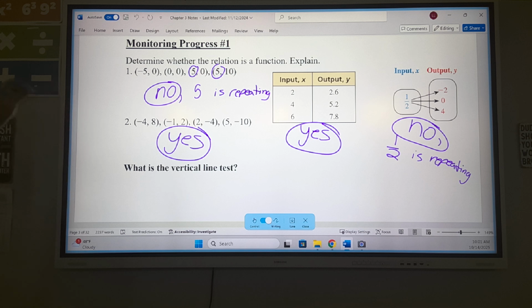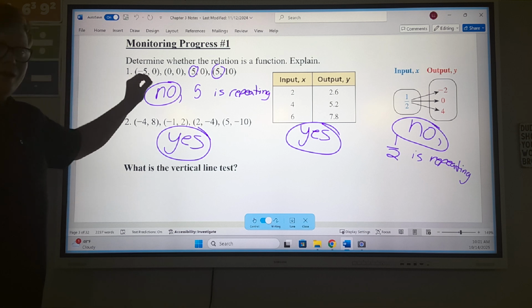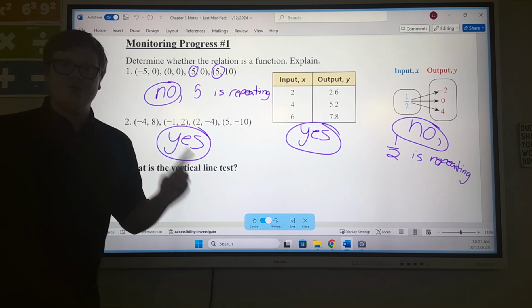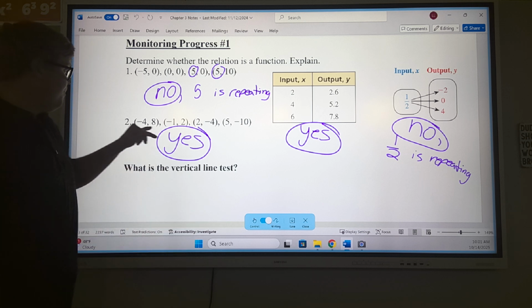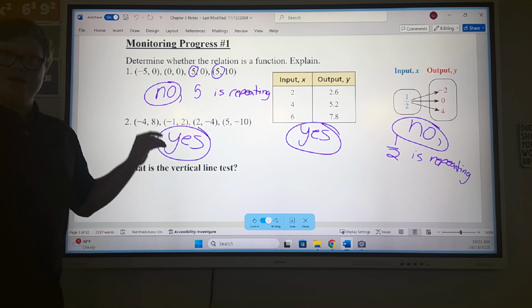Again, if an x value is repeating, or there's the same number more than once, it is not a function. If there's no repeating x's and they're all different, it is a function.